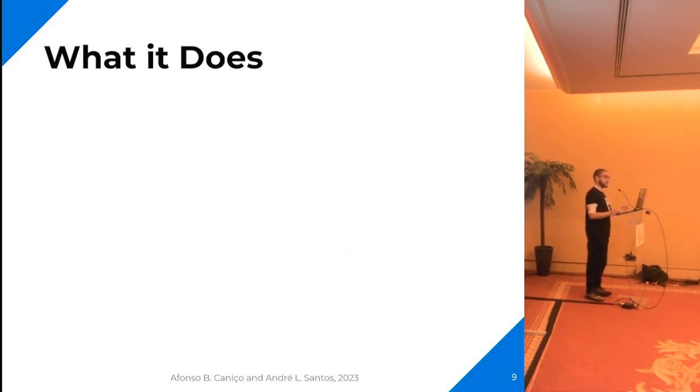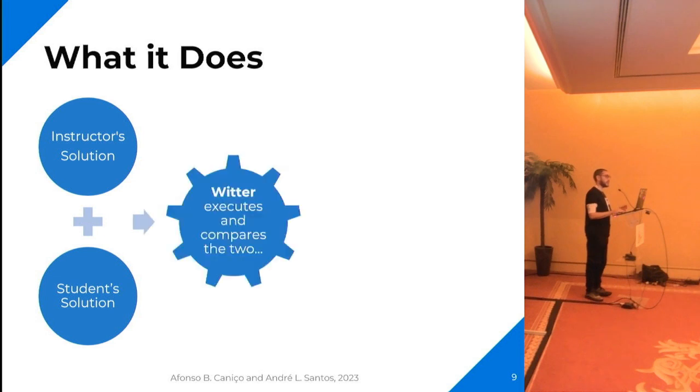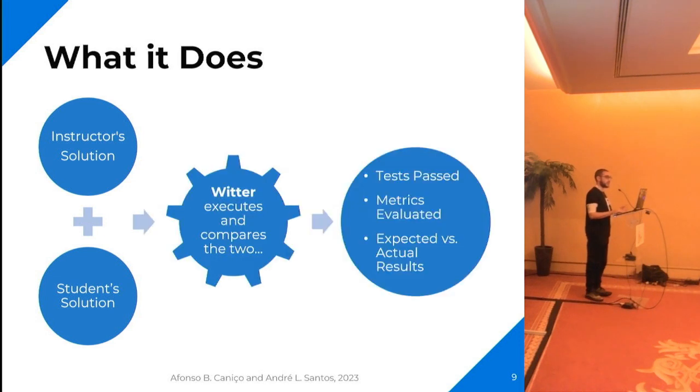Essentially, what Witter does is it takes the instructor's solution, which we'll analyze in just a little bit, and it takes the student's solution. It executes and compares the two, does its magic that we'll analyze in just a bit, and then at the end we get a list of feedback results that lists some things such as the tests that were passed and what metrics we were evaluating on the student's code. If they were wrong, then what was the result that I was expecting, and what was the result that was actually produced by the student's code. And these, of course, seem very standard for any evaluation solution, so I'd like to give you a little example of how this could actually be used in a classroom environment.